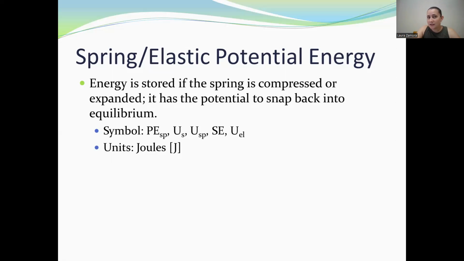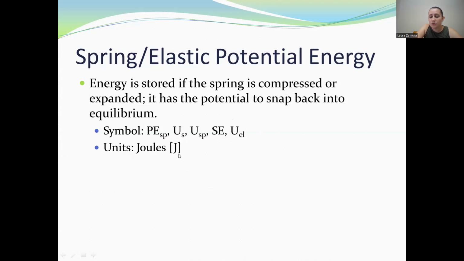There are a lot of different ways that you might see spring energy written out as a variable. So potential energy of a spring, PE sub SP, not very common. This one is fairly common, U sub S for potential energy. Remember, U means potential energy due to a spring. Or U sub SP, same idea, but usually I see it written as U sub S. SE means spring energy. I haven't really seen that one frequently at all. Or U elastic, that's the second most common one that I've seen. So either U sub S or U sub EL, those are the two most common ways I see it written.